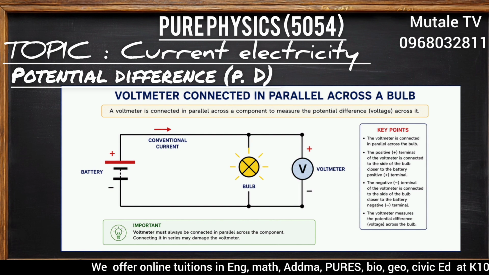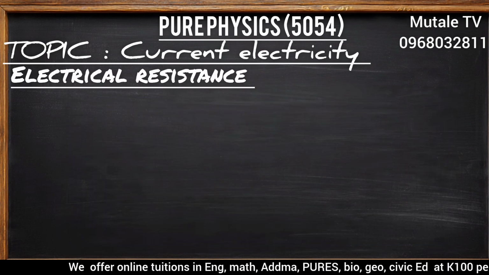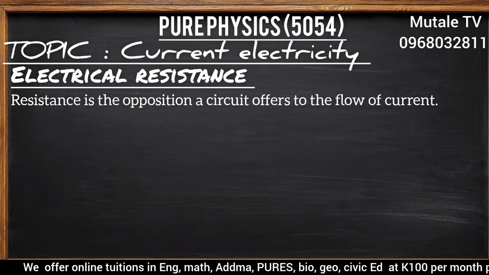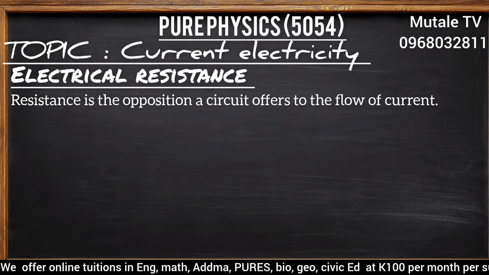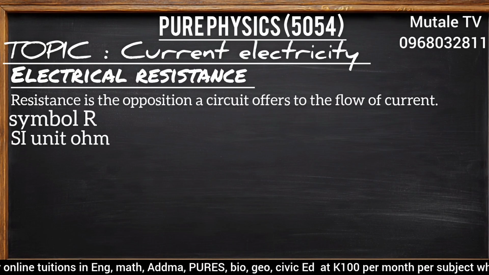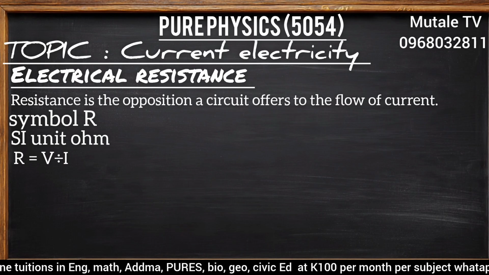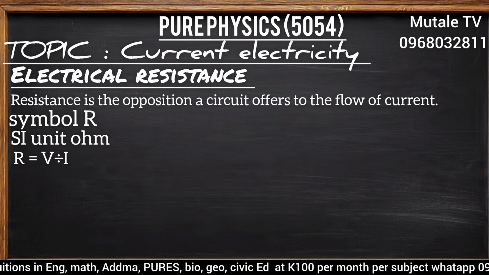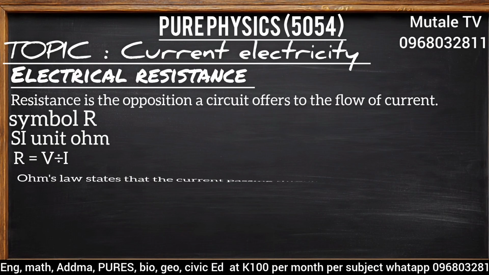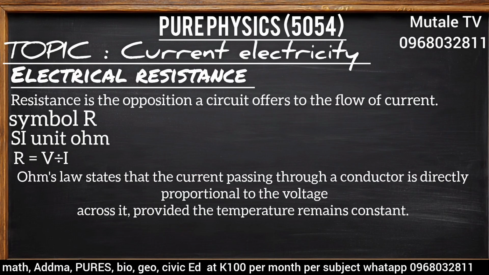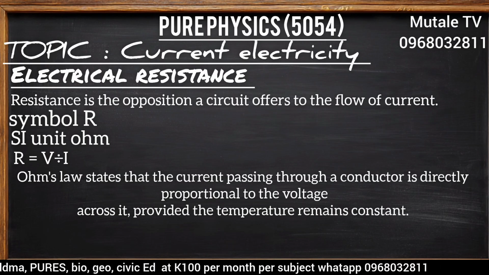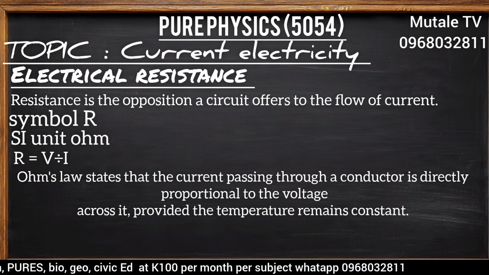Now let's talk about electrical resistance. So resistance is the opposition a circuit offers to the flow of current. As a definition, it is represented by the symbol R with the SI unit ohm. The formula for resistance is R equals V divided by I. And this relationship is known as Ohm's law. So Ohm's law says that the current passing through a conductor is directly proportional to the voltage across it, provided that the temperature remains constant.